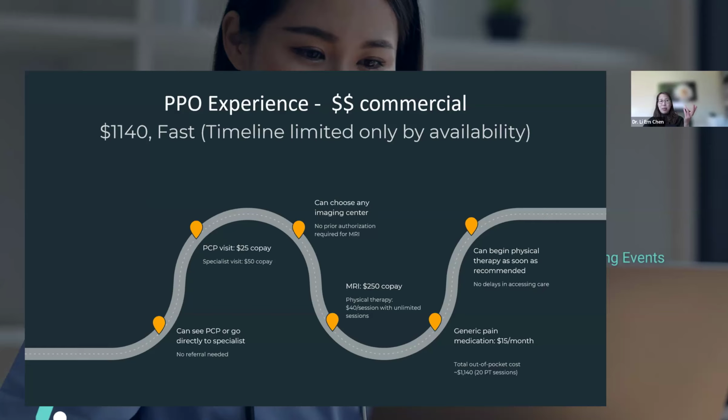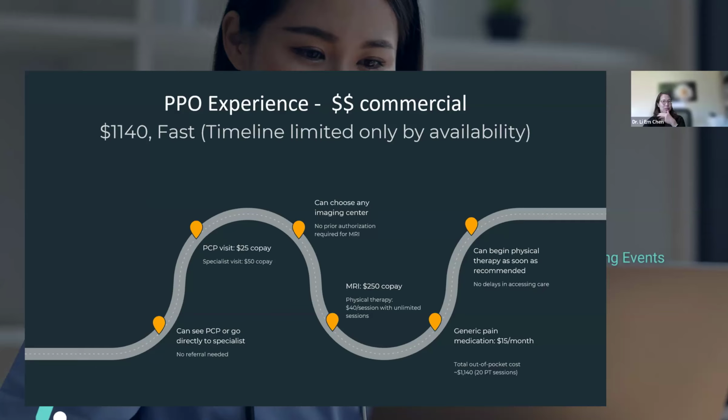PT sessions in a PPO plan are going to cost more too. They're now $40 a visit versus $25 in the previous example. Every time you go, it's $40. Pain medication, right? In this case, it's $15 a month as opposed to $10 a month in the previous plan.